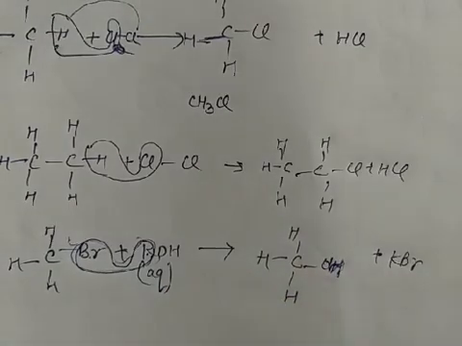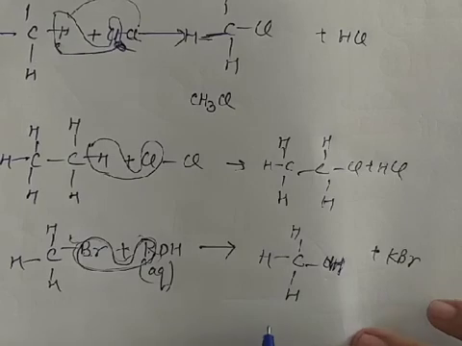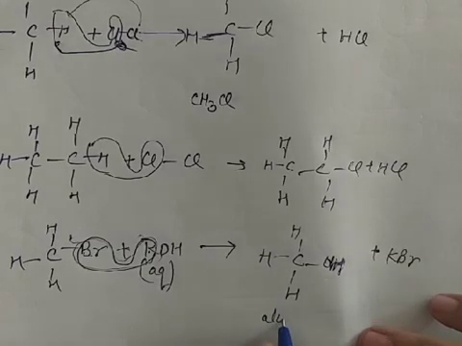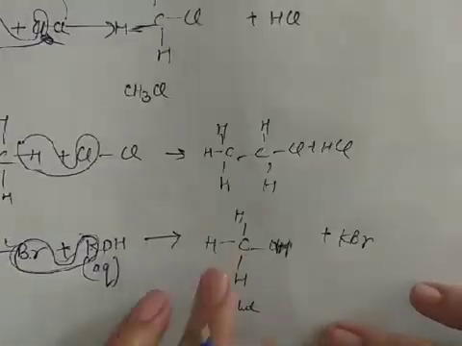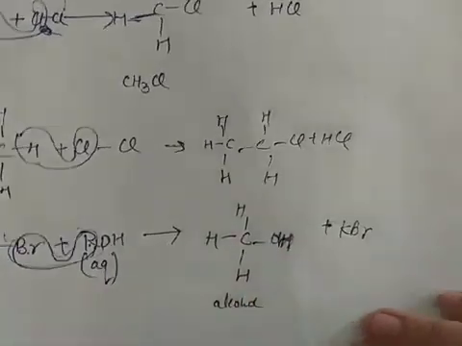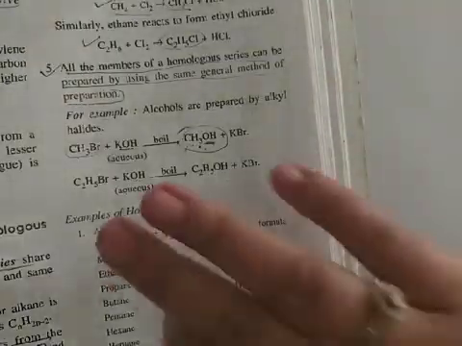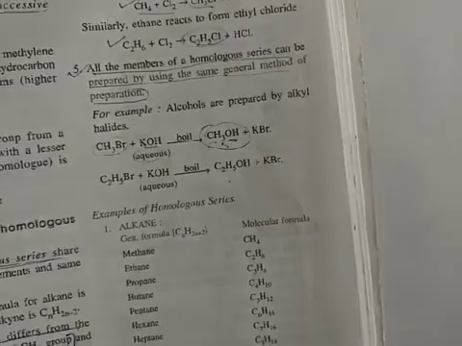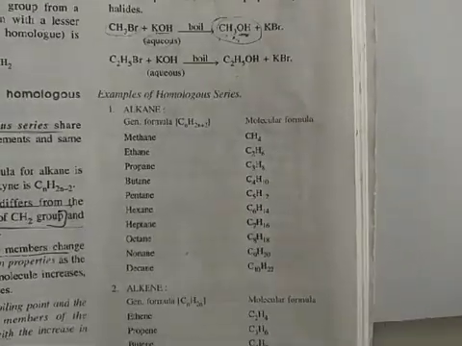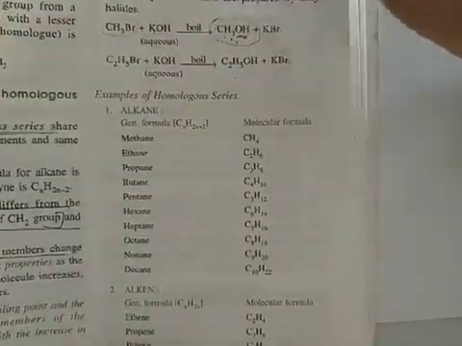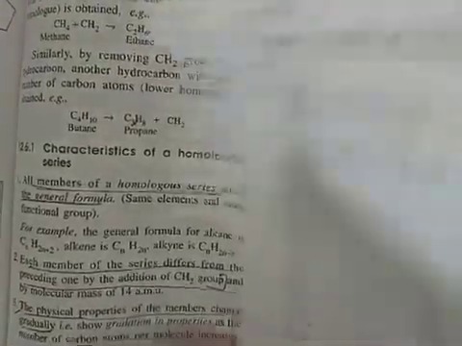I'll tell you in nomenclature what all these groups are. This is the alcoholic group. You can say it is methanol. I'll tell you later on. Similarly for C2H5 also. So you can see the general formula of these alkanes, alkenes and alkynes. No need of writing all these things.